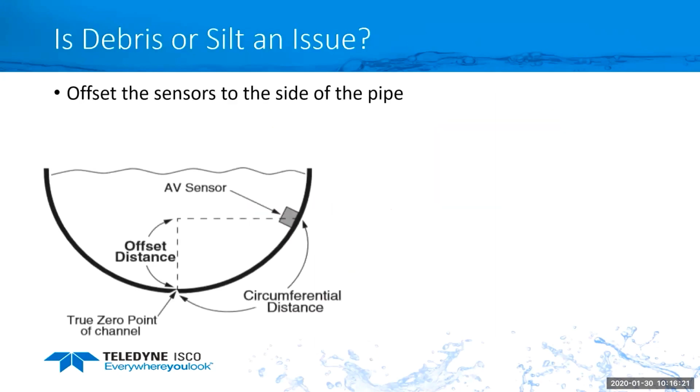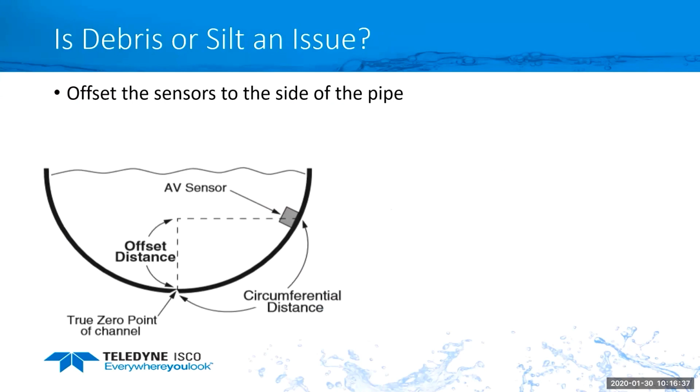The other option was to offset the sensor in the pipe. So if you have an in-pipe area velocity sensor, traditionally you're going to put it at the 6 o'clock position on the bottom of the pipe. But if you have issues with sediment or debris collecting on that sensor, well, then it becomes a lot of maintenance.